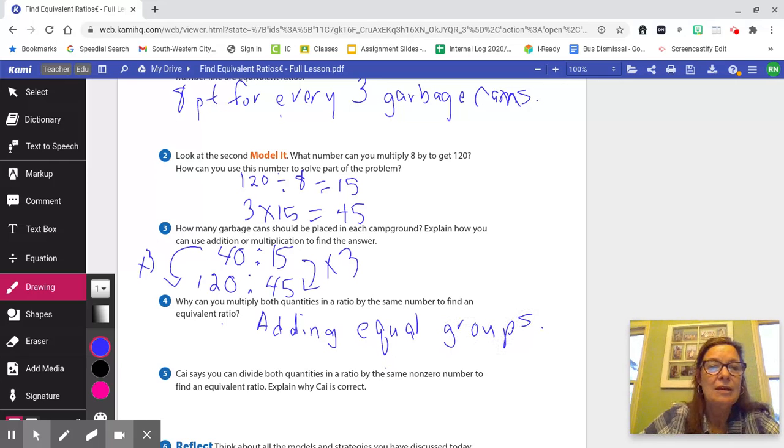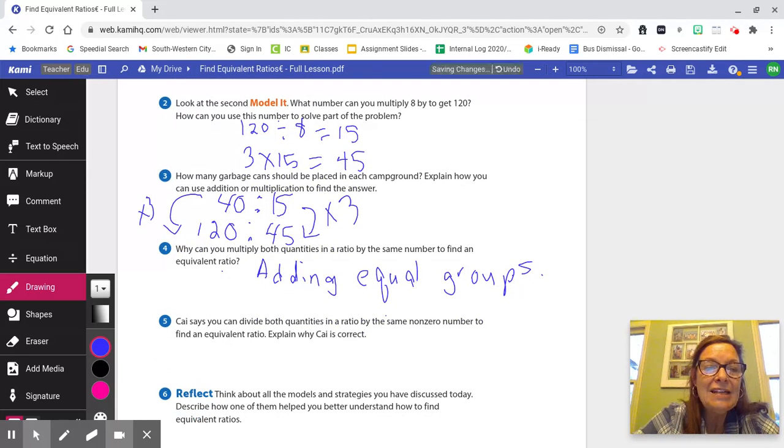Okay, number 5. Kai says you can divide both quantities in a ratio by the same non-zero number to find an equivalent ratio. Explain why Kai is correct. He is correct because division is the inverse or opposite of multiplication. So as long as I divide both numbers by the same number, then I'm going to get an equivalent ratio.